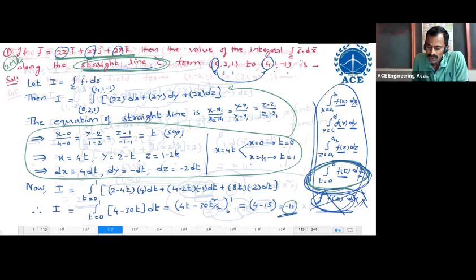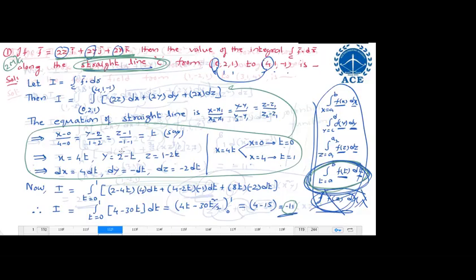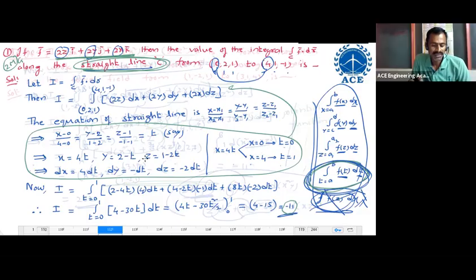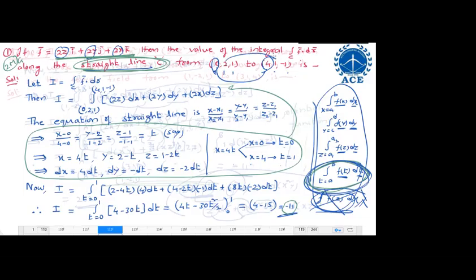Here x limits are 0 to 4 means the x limits are the same as the x coordinates of the points. Suppose if you take y equal to 2 minus t, instead of x equal to 4t, for finding the t limits, in such case you should take the 2 to 1 y coordinates. Okay, sir. Got it, sir.